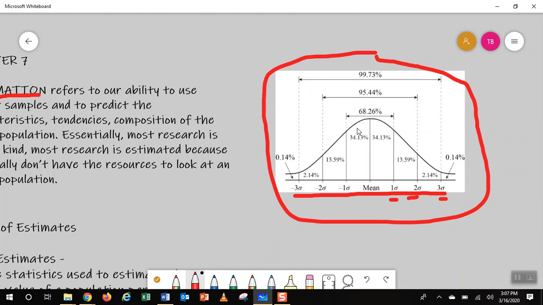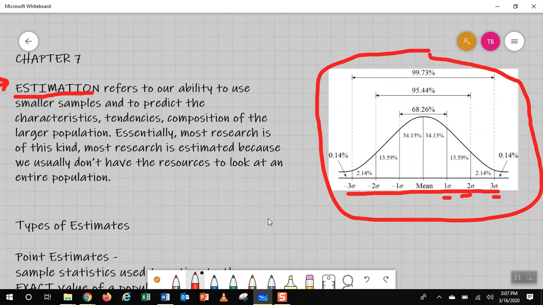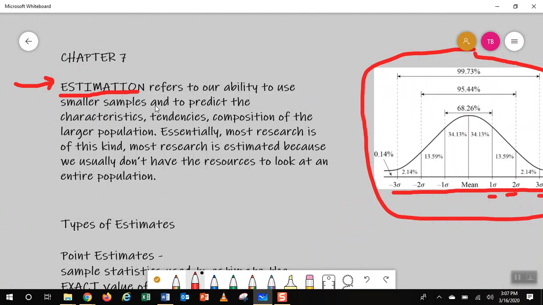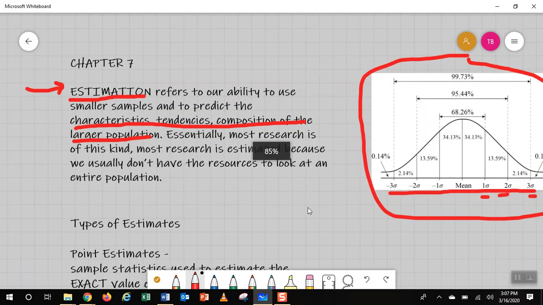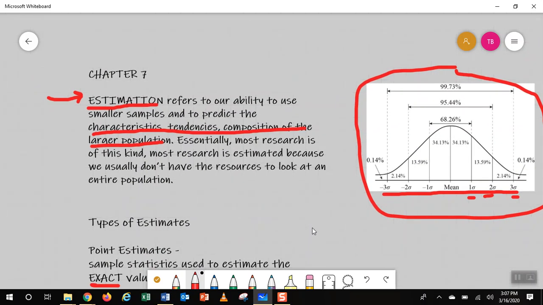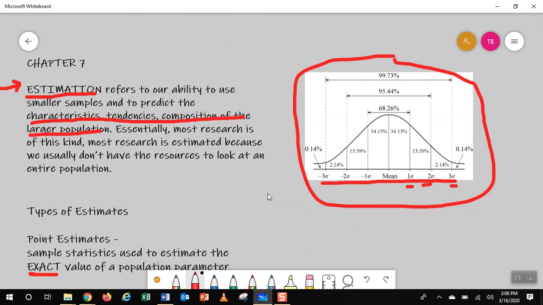So what we could do with estimation is start making predictions on how likely it is that a sample we've taken falls within this distribution. That's really all we're doing here. Look over here, this refers to our ability to take smaller samples and predict the characteristics, the tendencies, and composition of the larger population. So essentially, most research is based off this idea. We're really just taking a closer look at what all this is about.